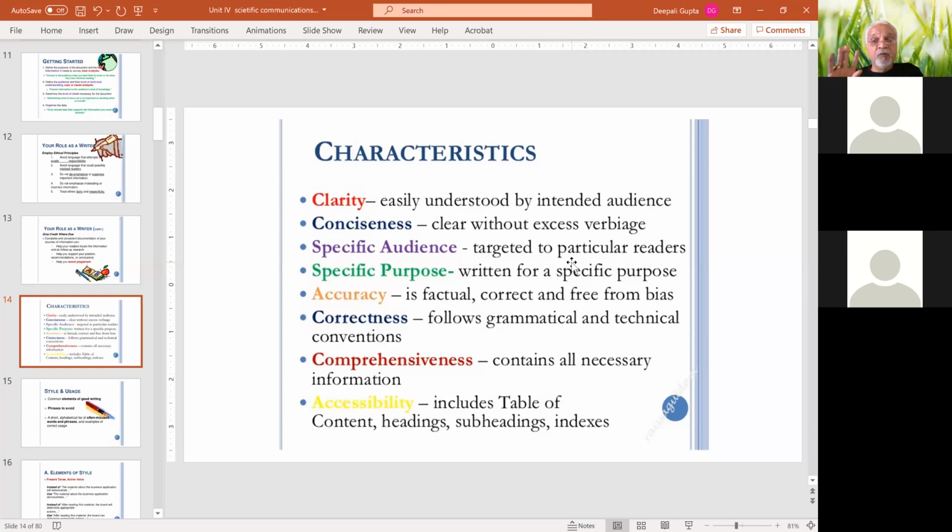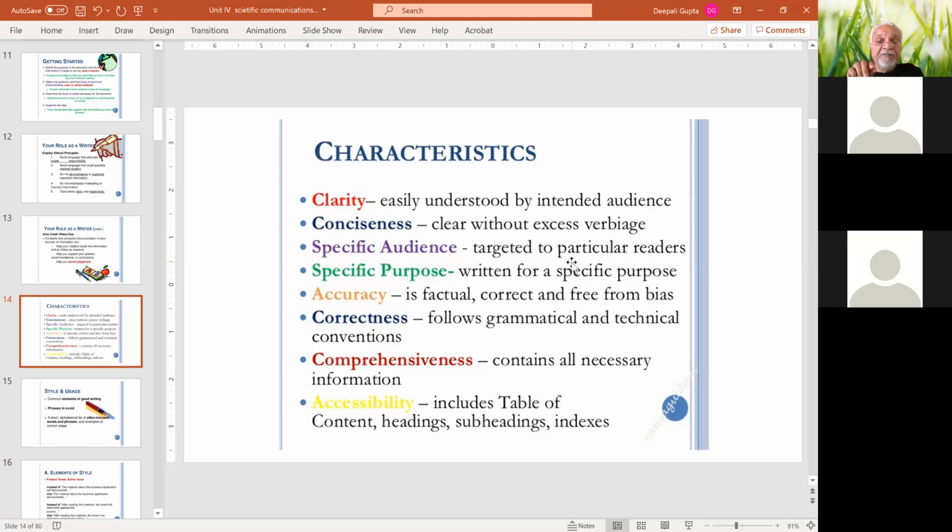Whatever document you are preparing, it should be with a specific purpose. So the document should be written for a specific purpose. It should be accurate. So accuracy should be there. It should be correct, means it should be correct technically as well as in language and grammar, and it should be comprehensive. Comprehensive means it should have all necessary information in the whole write-up.